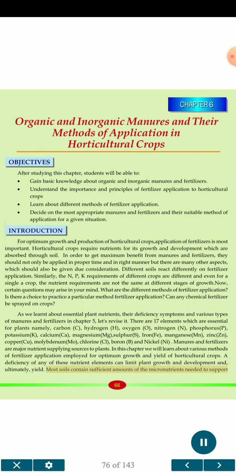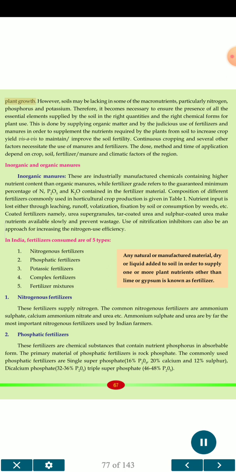Most soils contain sufficient amounts of the micronutrients needed to support plant growth. However, soils may be lacking in some of the macronutrients, particularly nitrogen, phosphorus and potassium. Therefore, it becomes necessary to ensure the presence of all the essential elements supplied by the soil in the right quantities and the right chemical forms for plant use.